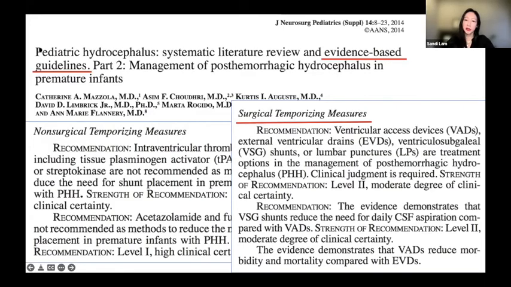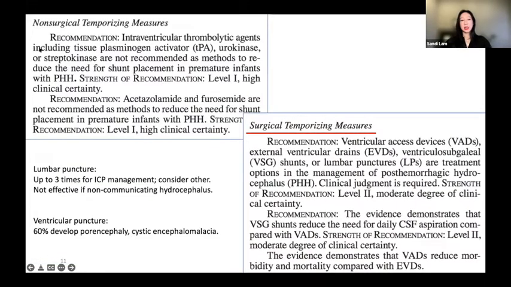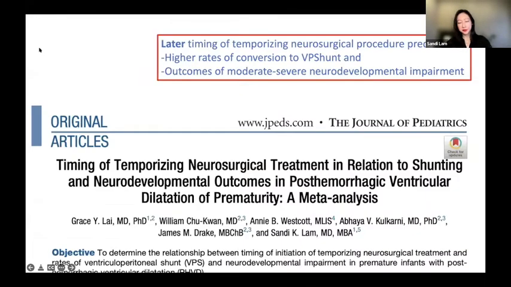What do we know about intervention and what we can try to do to help? We know that there are evidence-based guidelines from review of the literature, and we know that there are non-surgical and surgical temporizing measures. That says we can do temporizing measures in terms of Ommaya reservoirs, Wickham reservoirs, subgaleal shunts, EVDs, lumbar punctures. But really, it doesn't tell us exactly when to intervene or exactly how best to intervene.